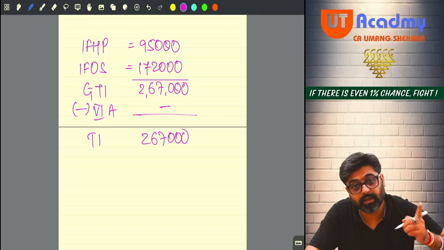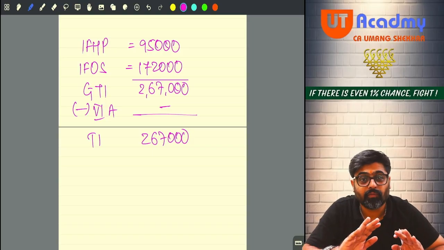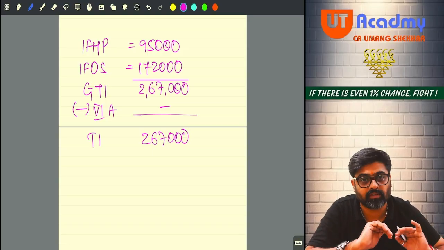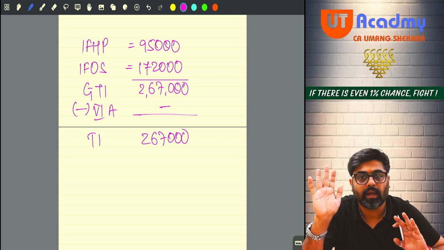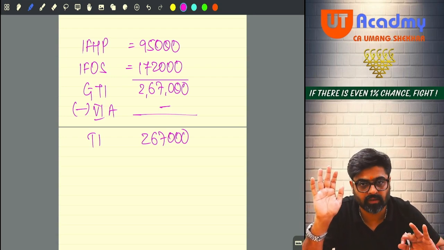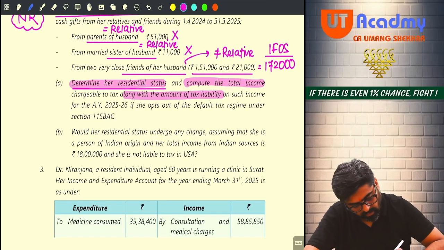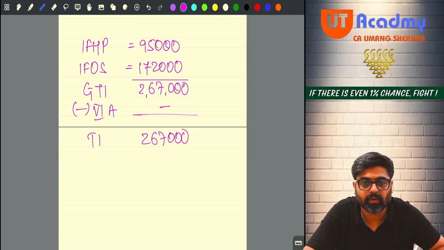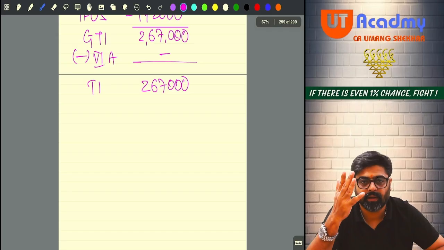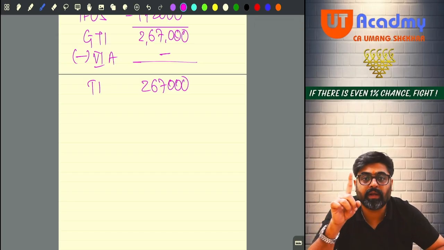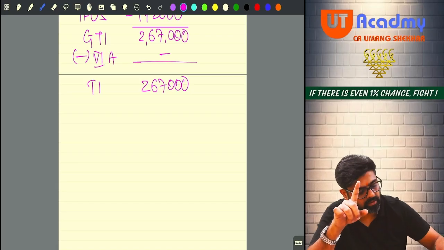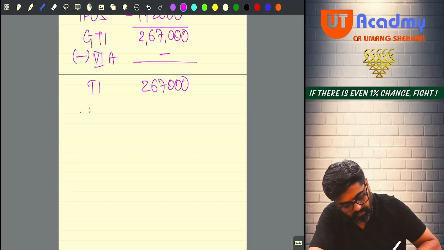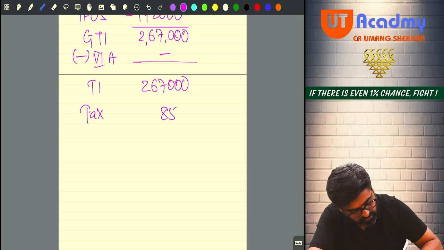Then now they are telling you to calculate the tax liability also. If you are shifting out of the default tax regime, then apply normal rates. And if you are not shifting out, then apply 115BAC rates. Yes or no? So tell me, she opts out of the default tax regime, meaning she is not following 115BAC. And if she is not following 115BAC, I will have to apply the normal tax rates. First 2,50,000, no tax. 2,50,000 to 2,67,000, 17,000 into 5% will be 850. So tax will be 850.